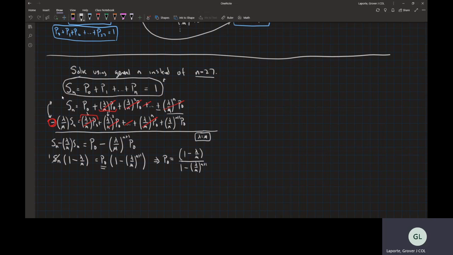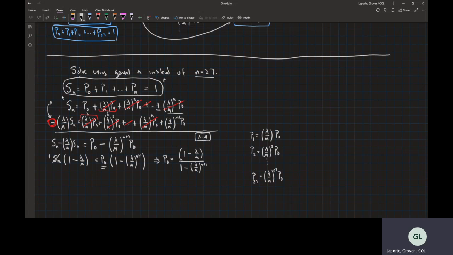So I can solve for P0, and then I can use P0 to solve for P1, because we know P1 is equal to lambda over mu times P0. Once we have P0, and we know what lambda and mu are, we just use that to find P1, and then we use it to find P2, and so on and so forth. In this case, we're going to go all the way to P27. It could be very cumbersome to do that, so we're obviously going to use R here in a second.